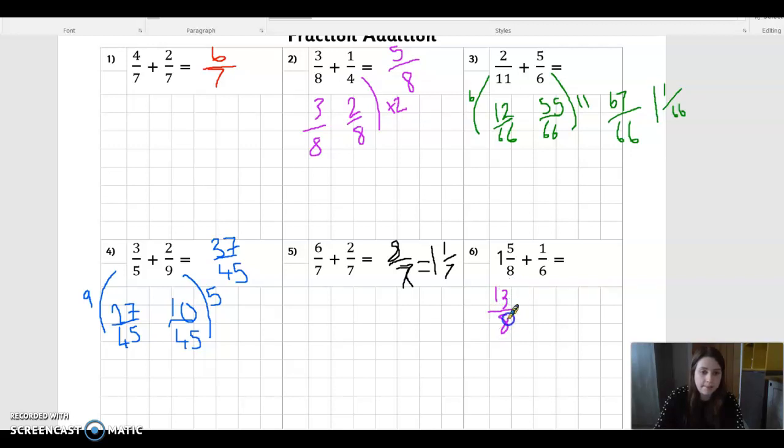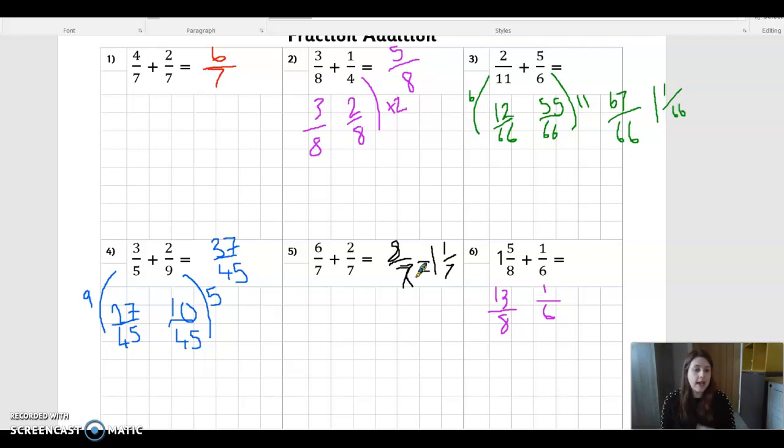So remember, convert this into an improper fraction. So 1 and 5/8 is the same as 13/8 because 1 is the same as 8/8 because it's a whole. So then that gives us the sum 13/8 add 1/6. And now this is exactly the same as the ones that we've already done. We need to convert the eighths and the 6ths into a common multiple.